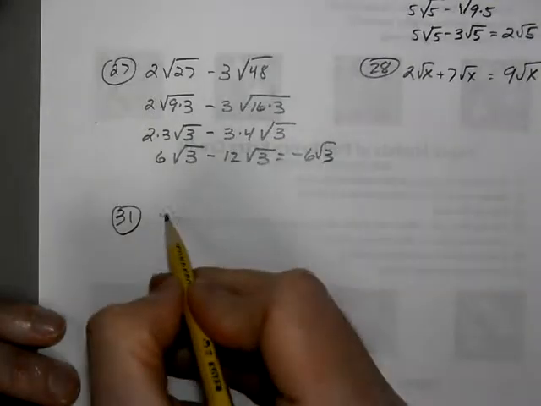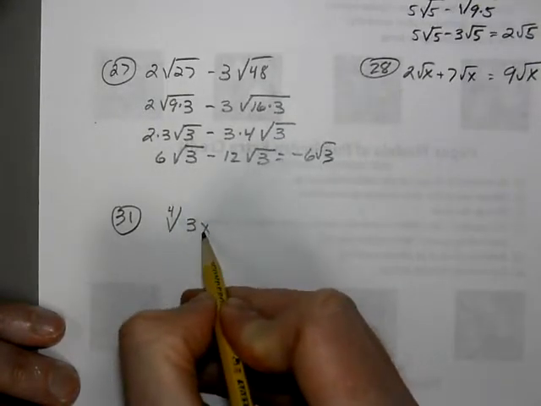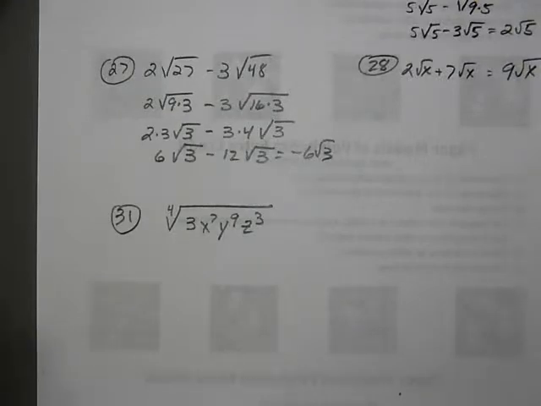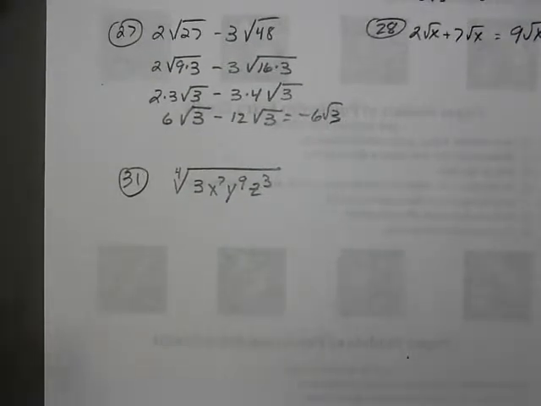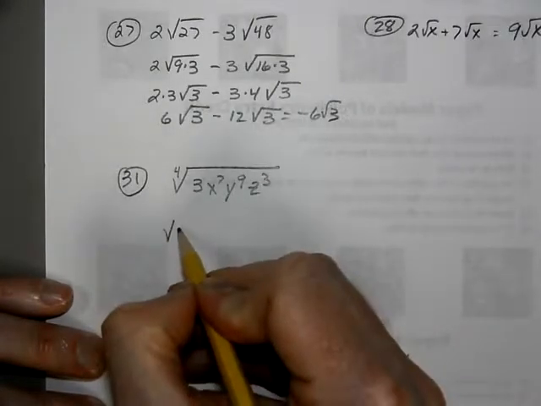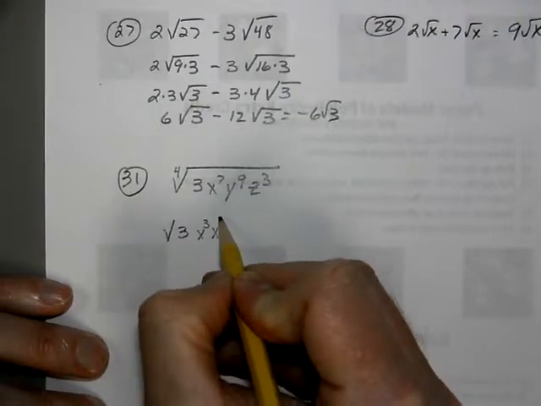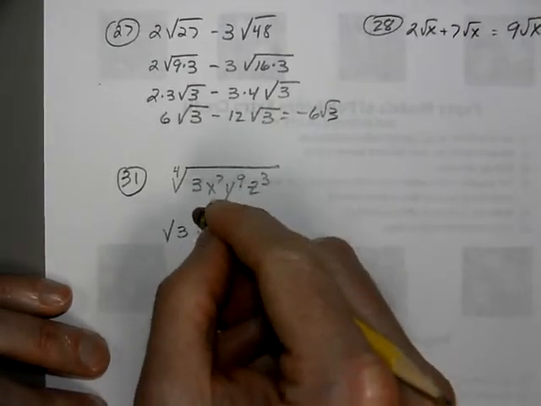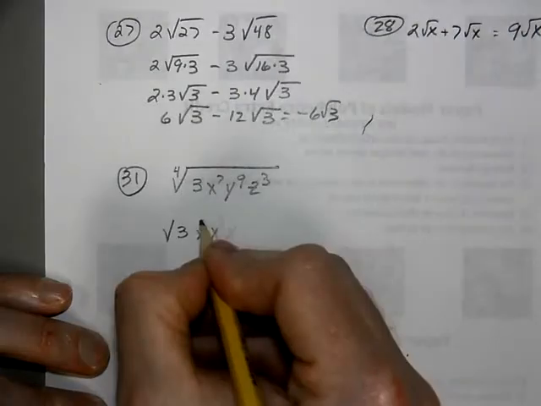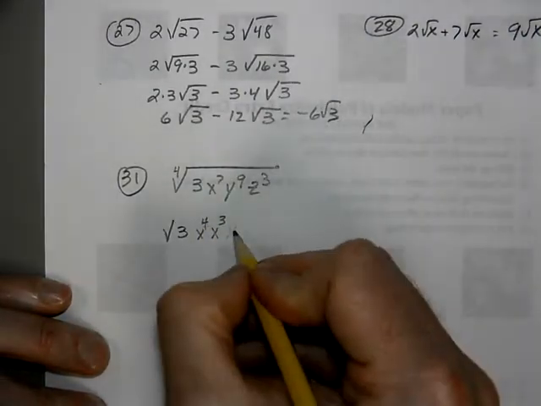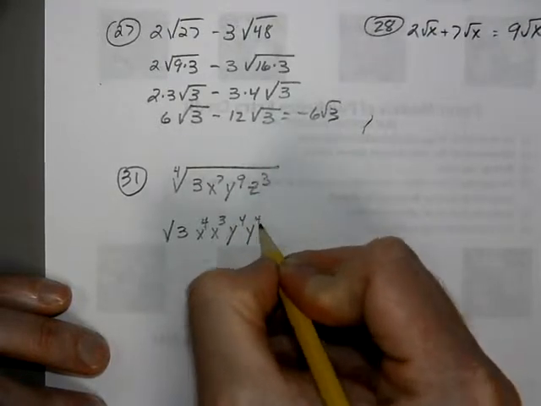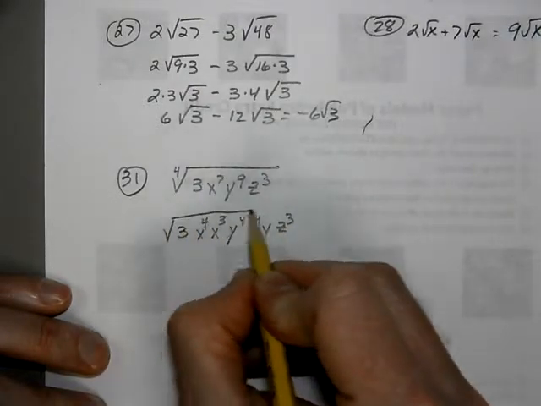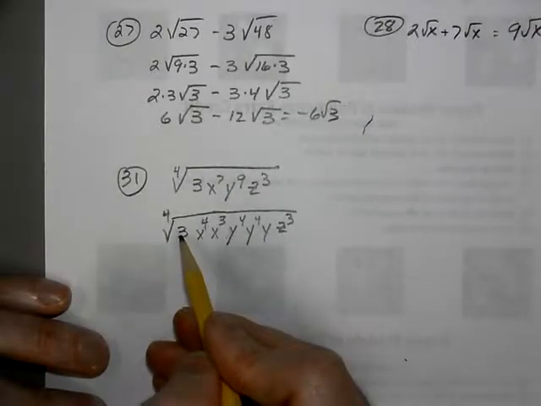(31) We're supposed to put this in simplest form. We have the 4th root of 3. We have an x cubed, we have an x cubed, and an x. Oh, we're not doing cubes, are we? We're doing the 4th root. So we need 4 of a kind, and then we have 3 of a kind. So there's nothing you can do with the 3.